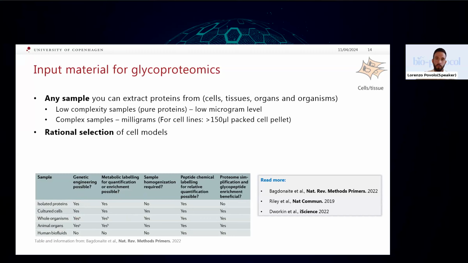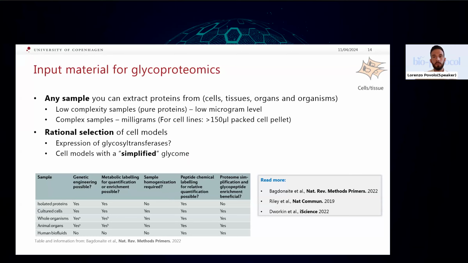So other things that I would like to highlight when it comes to selection of the cell model is to evaluate the expression of the glycosyltransferases. So, is the glycosyltransferase required for the glycosylation I want to study expressed in this cell model? And next, is it possible to simplify the glycome of this model? And I think this point is really important for the sake of this presentation because it will bring us to one of the core techniques of these slides.